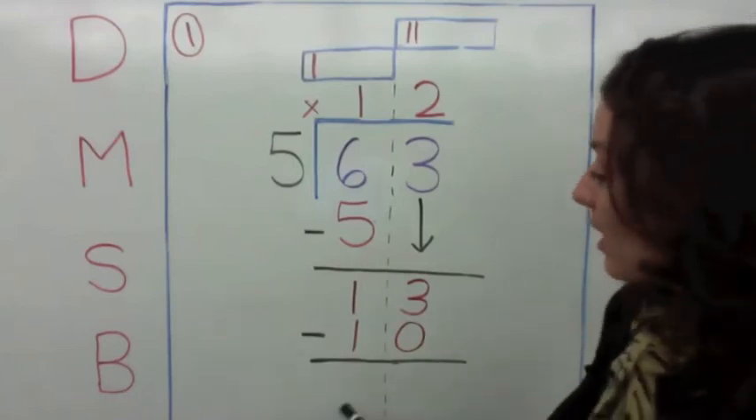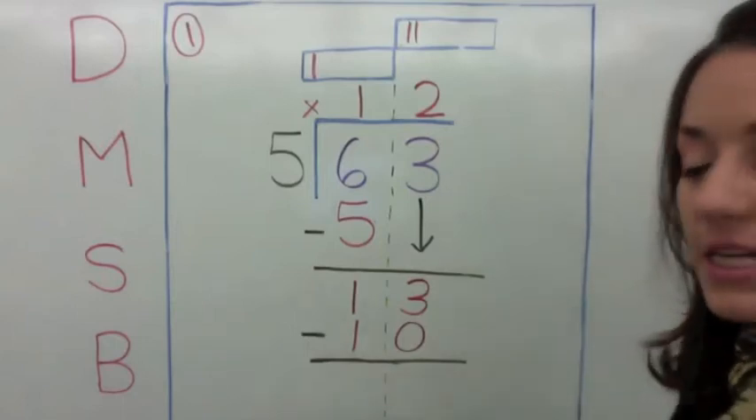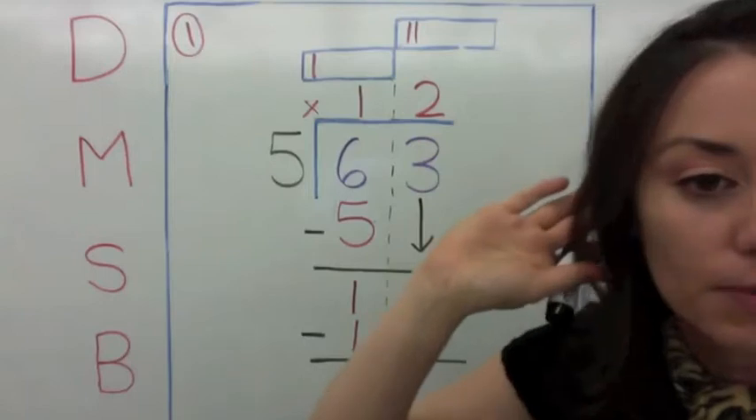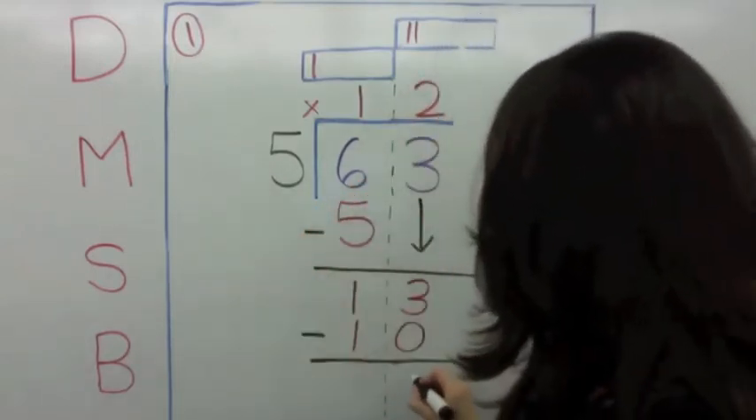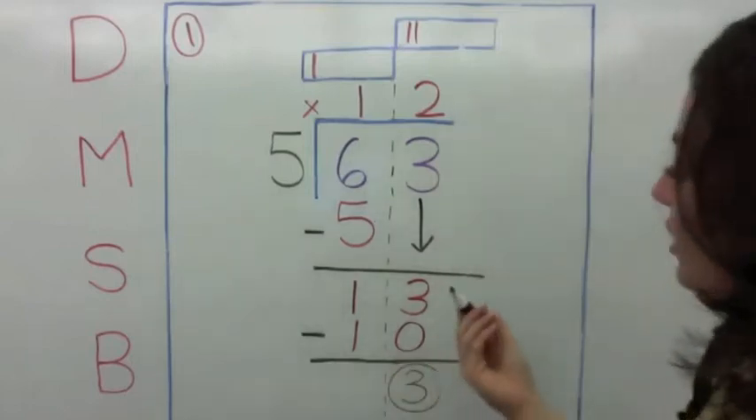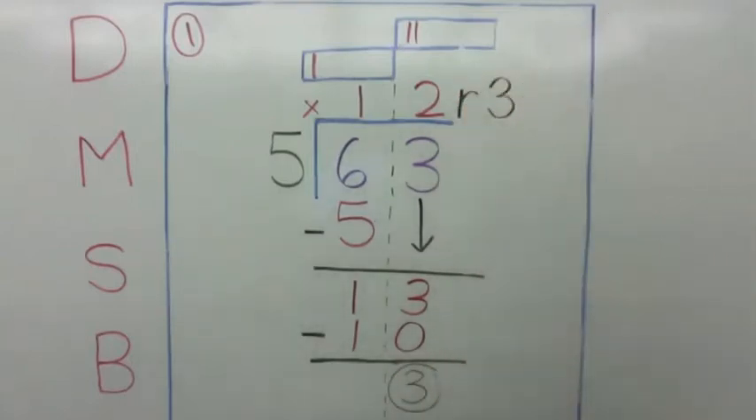The last thing we have to do here is subtract one more time. 13 take away 10, so we just work with 3 minus 0. What is 3 minus 0? 3 minus 0 is 3. So you circle that because that's a remainder. The remainder is 3. So go ahead and write that down.